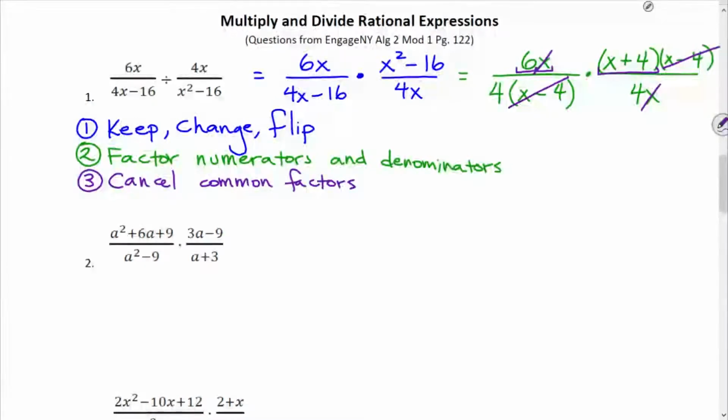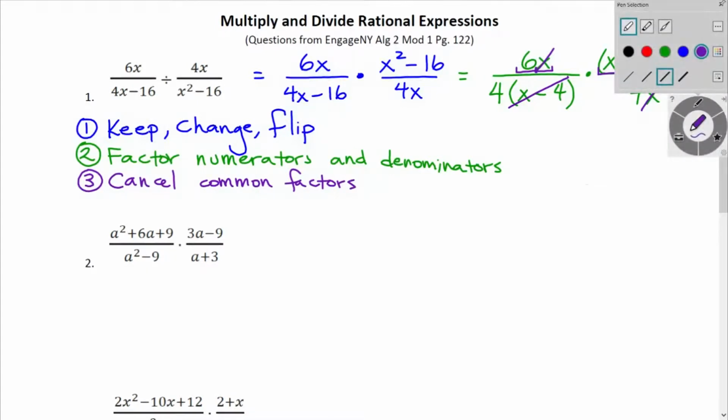an entire factor. What you cannot do is cancel an x like this, where I'm canceling off a piece of a factor. So that's not allowed, but you can cancel off an entire factor like x in the numerator and denominator. Okay, so just be very clear about that.